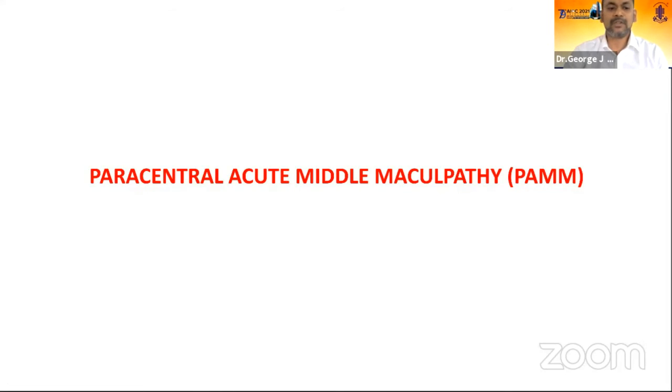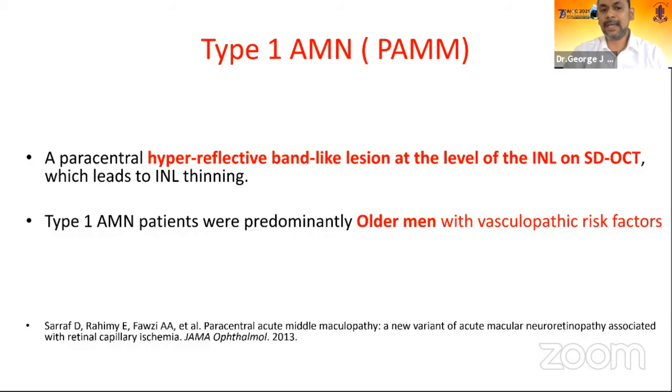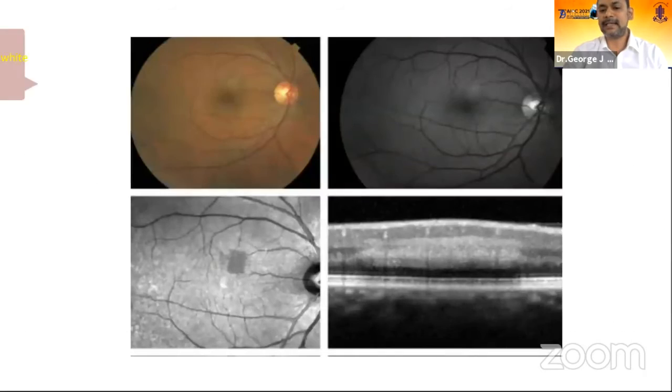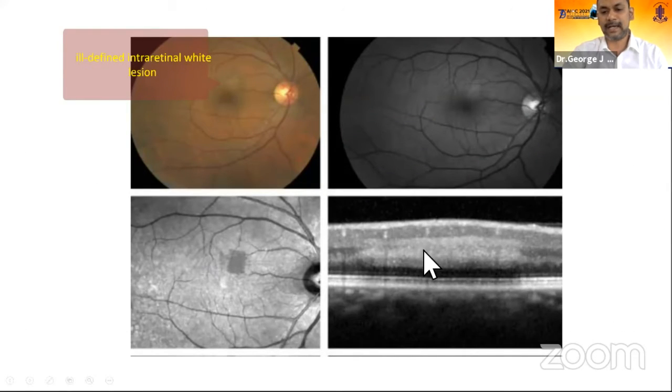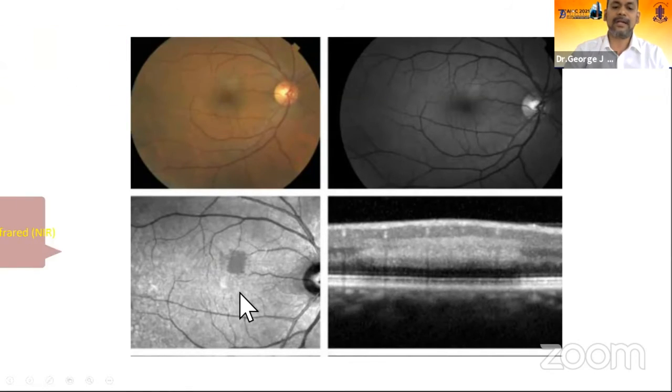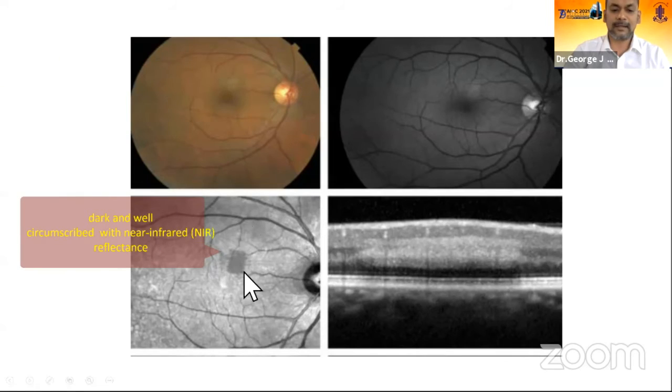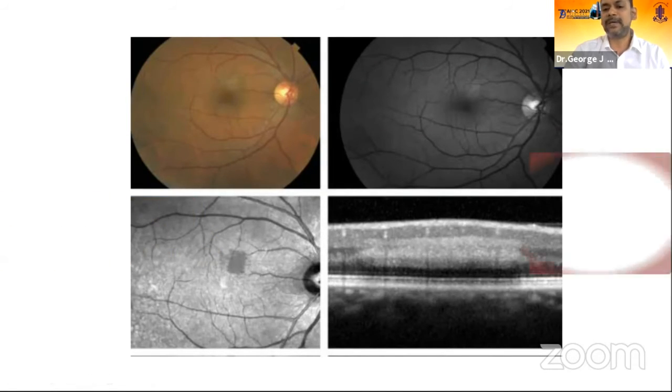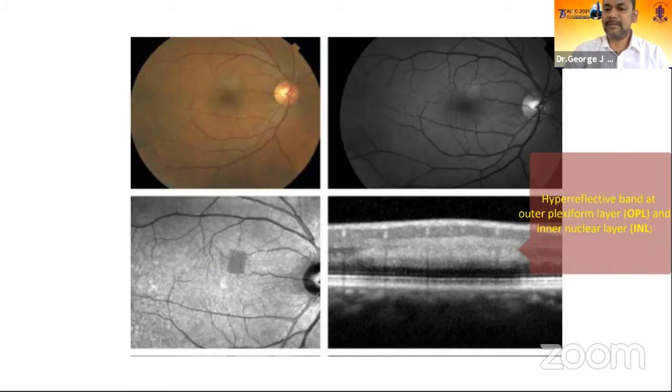So switching to vasculopathy now, that's a paracentral acute middle layer maculopathy or PAMM lesion. It's a hyperreflective band that is seen in the middle layers of the retina, as you see here, usually seen in older men with diabetes, hypertension, all these things. So it's usually seen as an ill-defined intraretinal whitening, best appreciated on near infrared imaging as a well-circumscribed dark lesion.